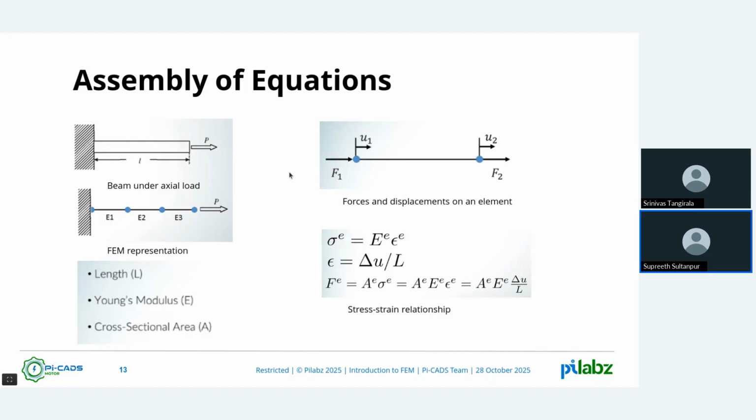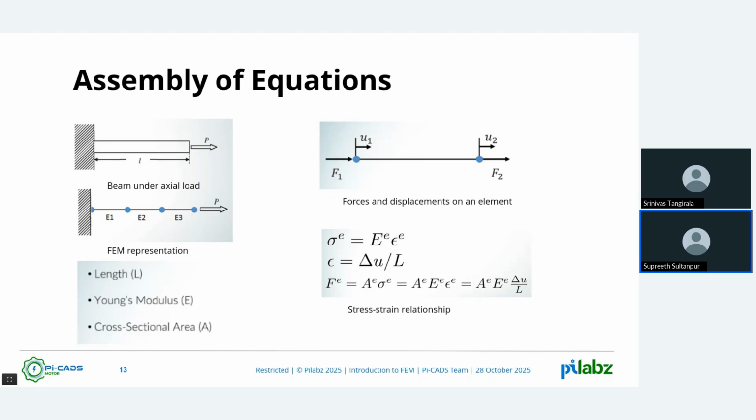If you look at just one element, for example E1, each element will undergo some displacement. The displacements are represented as U1 and U2 here, and since it's an element, there will be forces on that element as well. If you use the basic stress equal to strain times Young's modulus formula, you get the force on each of those ends. That is what I've written here.